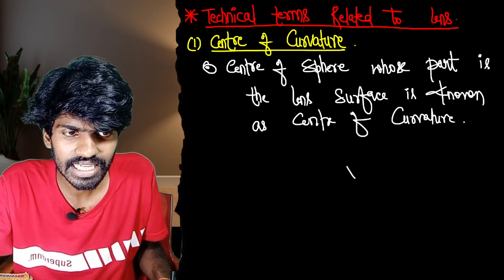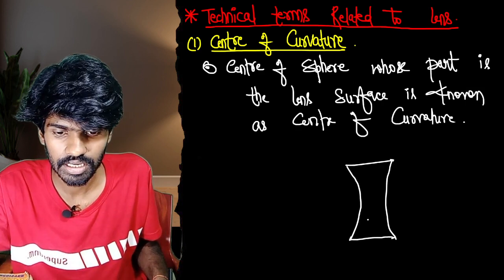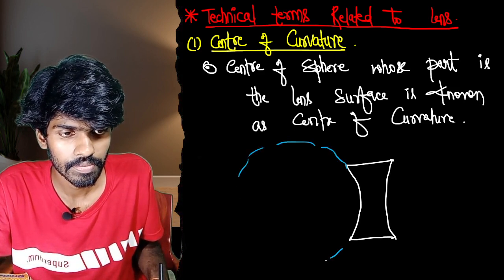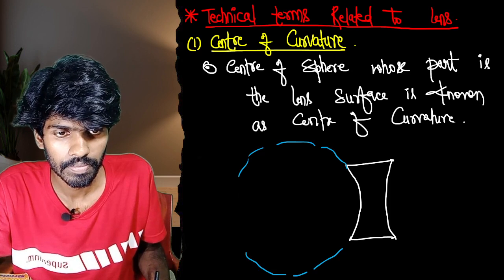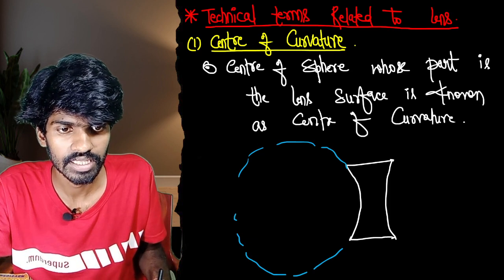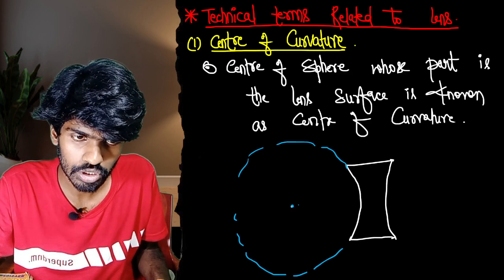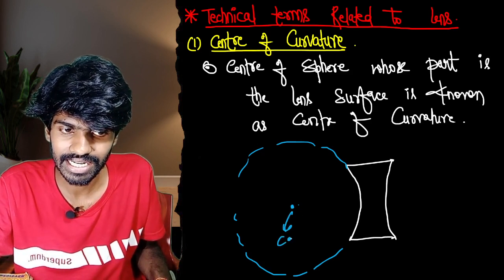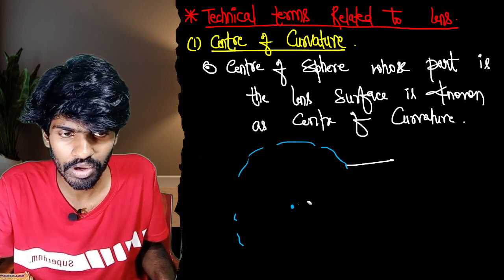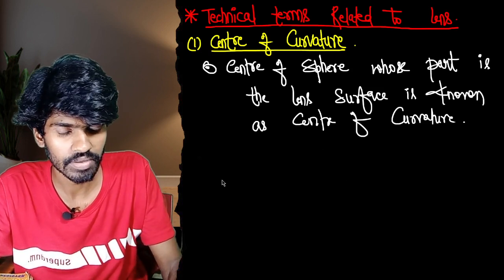Similarly, you can draw the same for a concave lens. For a concave lens, how will you draw? You will draw the sphere like this, and this center portion will be known as center of curvature. I hope you have understood till now. So this was the definition of center of curvature.